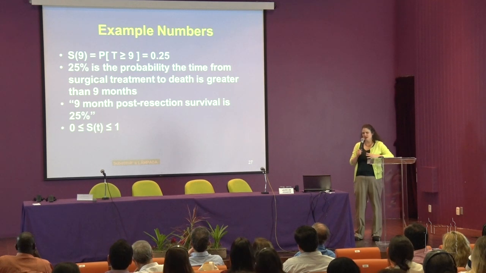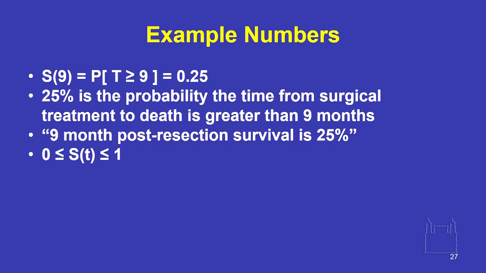So, your statistician will tell you S(9) equals P, the probability of T is greater than or equal to 9, and that's 0.25. And then they start to walk away, and you're like, wait, what did you just say? 25% is the probability the time from surgical treatment to death is greater than 9 months. Don't understand that really either. If you're an oncologist and I say to you, 9 month post-resection survival is 25%, you understand that. If I'm talking to my father, I say, your 9 month survival after surgery is 25%. Because if you tell them the chance that you're dead in 9 months is 75%, they don't like that, although it's also a true statement here.